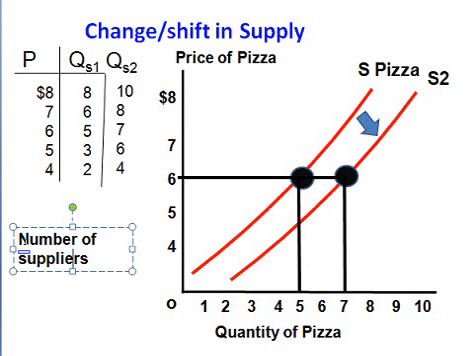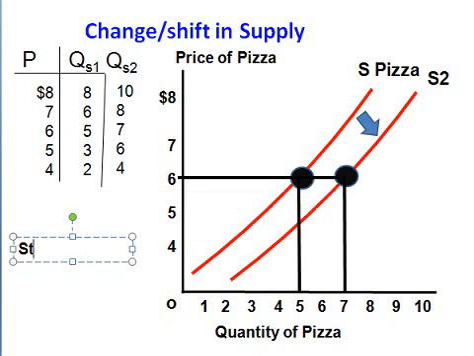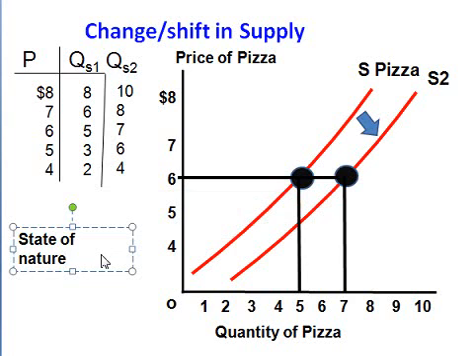Okay, then I talk about factor number 3. That is what? The state of nature. What is it? State of nature is, I call it natural disaster, right? Suppose we are here, we are producing, supplying pizza. Suppose there is an earthquake, a natural disaster. Suppose we are here, right? We are here. There is a natural disaster. As a result, supply of pizza shifts left.